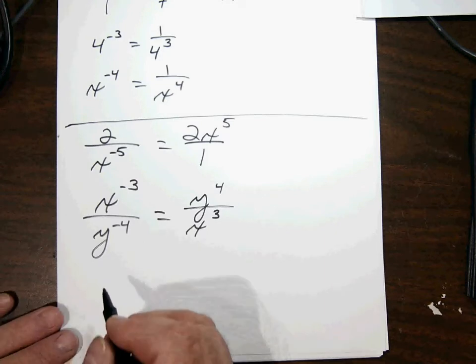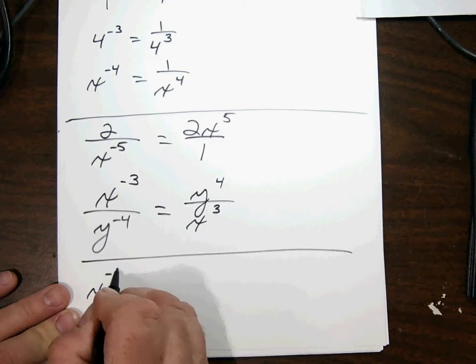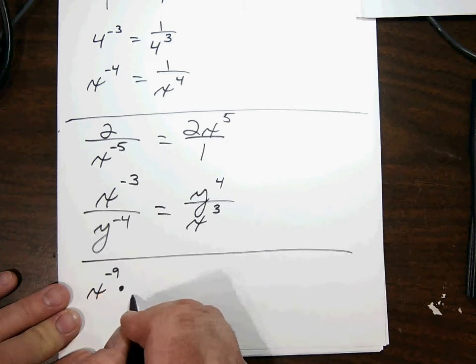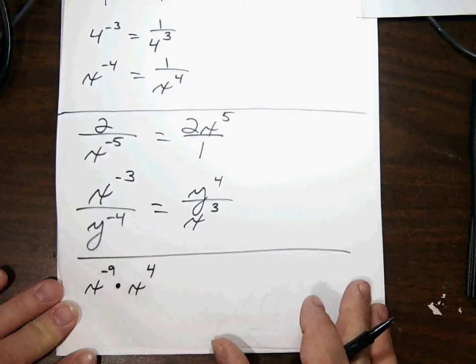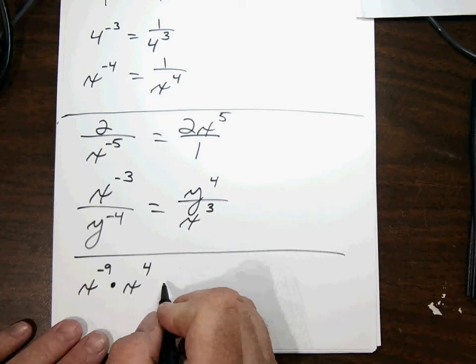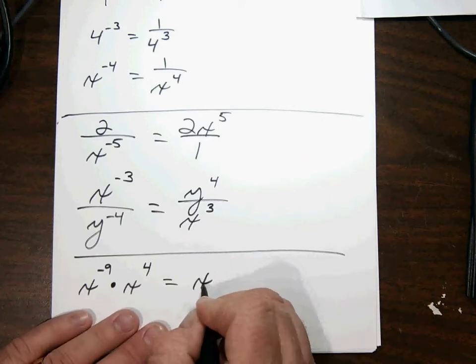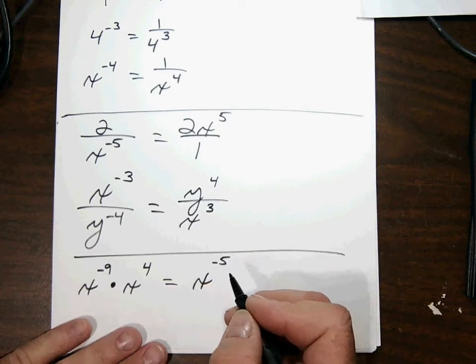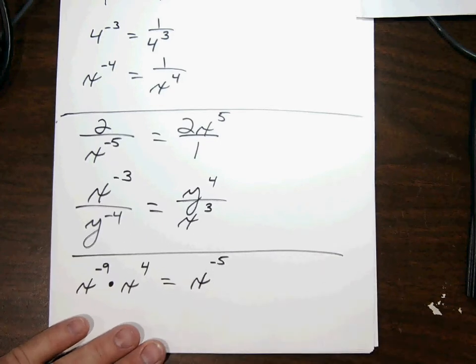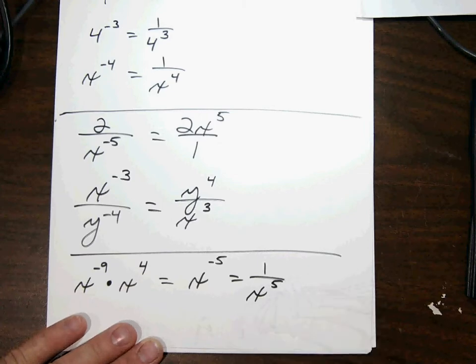All the rules are the same now. What if I took x to the negative ninth power times x to the fourth power? Rules are the same. When I multiply, I add these exponents together. So I'm going to add negative 9 plus 4, which gives me negative 5, x to the negative 5, and then I'll take the extra step to make that negative exponent disappear, so I'll call it 1 over x to the positive 5.